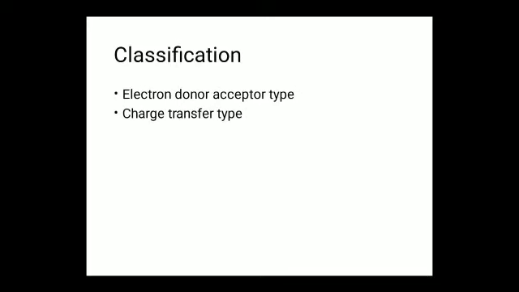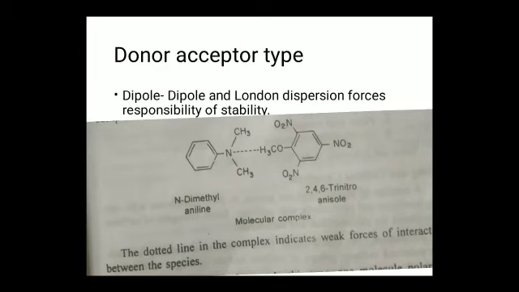Classification of organic molecular complexes. Organic molecular complexes are classified into two types: electron donor-acceptor type and charge transfer type. Donor-acceptor type of complexes. In this type of complexes, the bond is between uncharged species, but no charge transfer takes place. Dipole and London dispersion forces are responsible for improving the stability of these complexes.